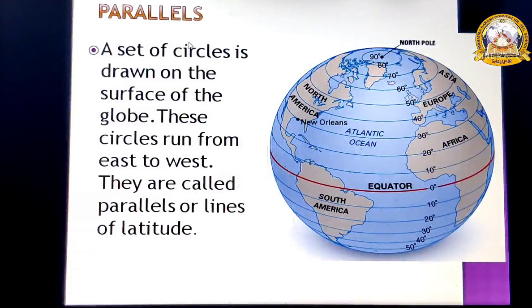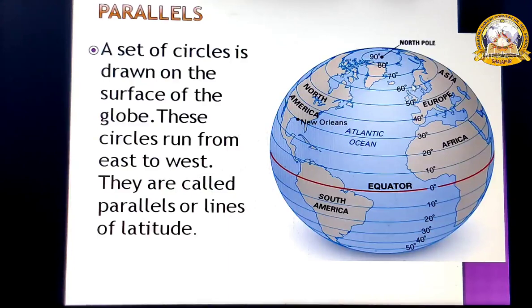What are parallels? Parallels are a set of circles drawn on the surface of the globe. See, these are the set of circles. These circles that you see are drawn on the surface of the globe. These circles run from east to west. How are they running? They are running from east to west. They are called parallels.